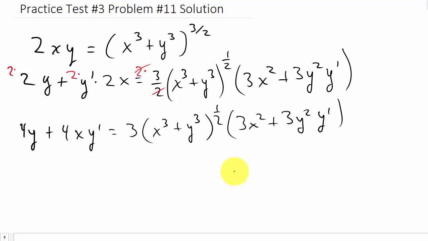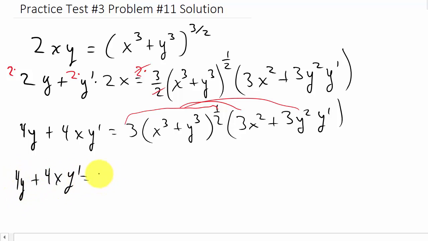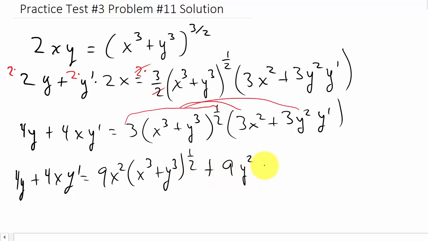Now I think we need to clear the parentheses here. This is all one term, so I'm going to distribute it to each term inside these parentheses. That gives 4y plus 4x y prime equals 9x squared times x cubed plus y cubed to the 1 half, plus 9y squared y prime times x cubed plus y cubed to the 1 half.